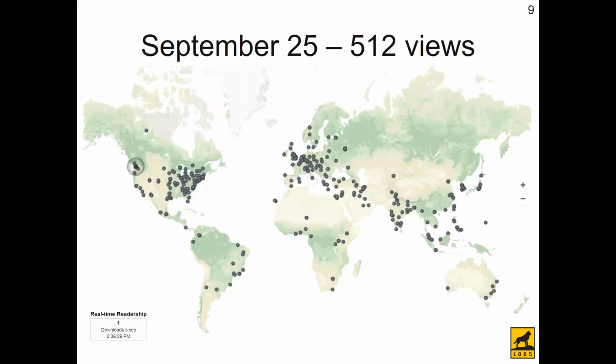So this was just one day last year to show that there were 512 views on one day in September. And they're all over the world. I mean, people all over the world are looking at these documents. It's not just people in Houghton. It's not just people in the US. It's people all over the world. And so that's going to be something that's important for you to think about as you're preparing your document.